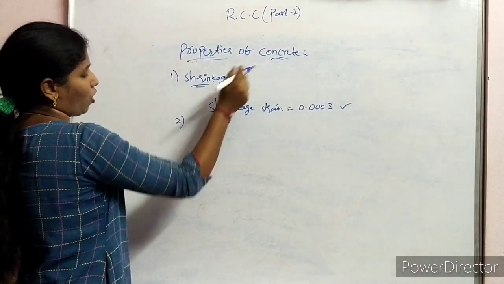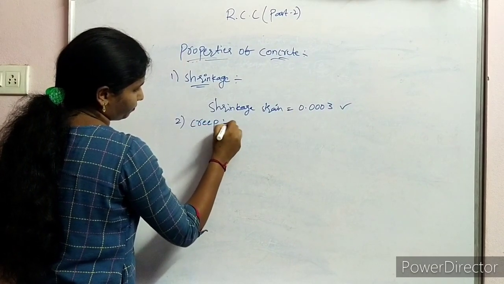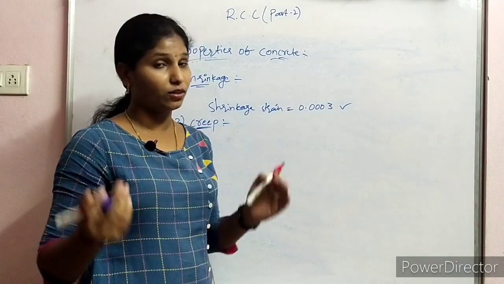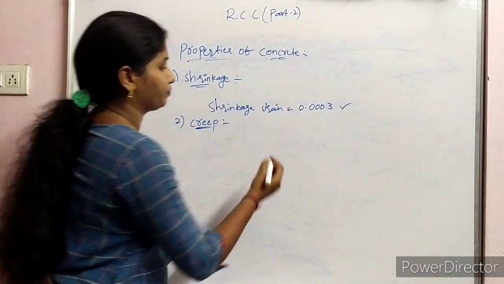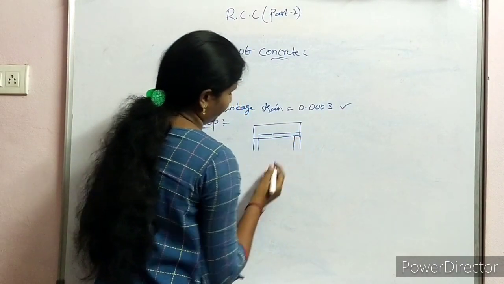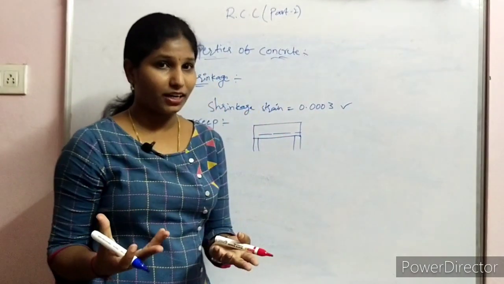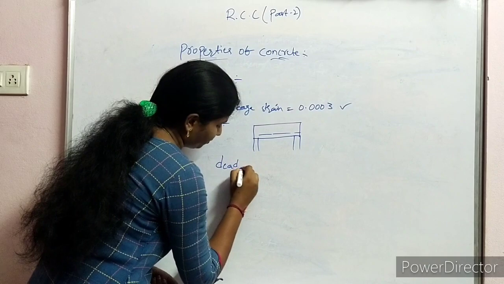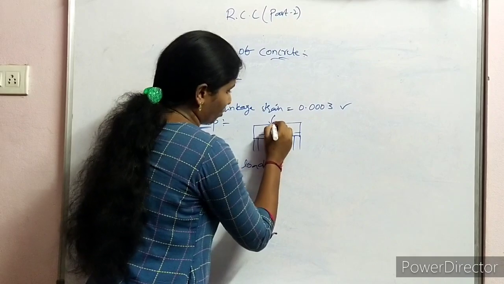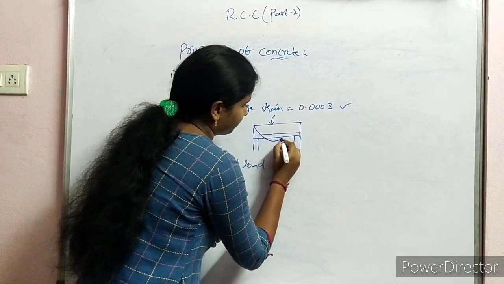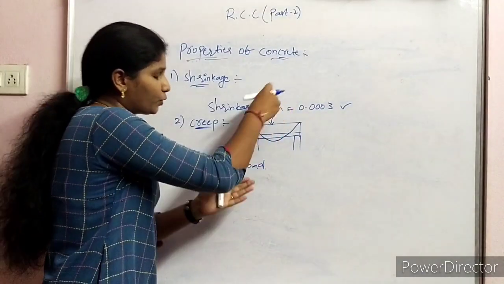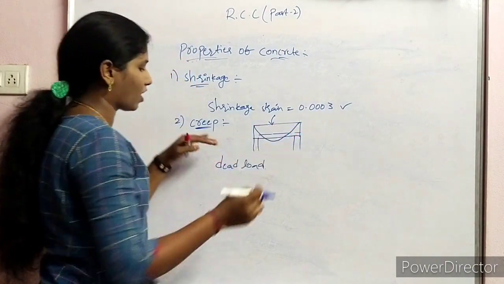The second property that affects the concrete is creep. Creep is the slow deformation of the structure under constant load over a period of time. Assume this is a rectangular beam, and here is the reinforcement. What does constant load mean? Dead load. That means it is a constant load that does not move anywhere. Due to the dead load, the structure will deform over a period of time, like 1 year, 2 years. That is called creep.